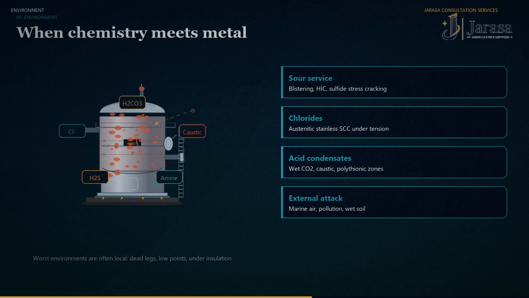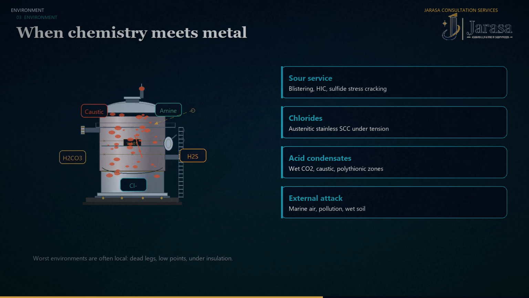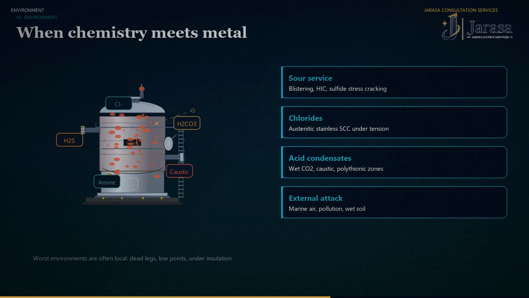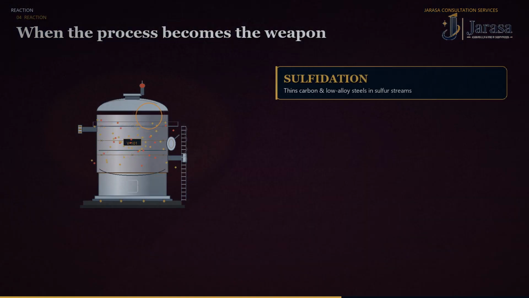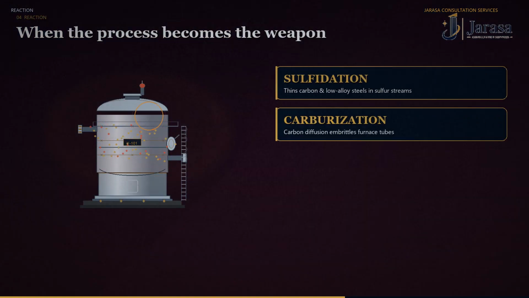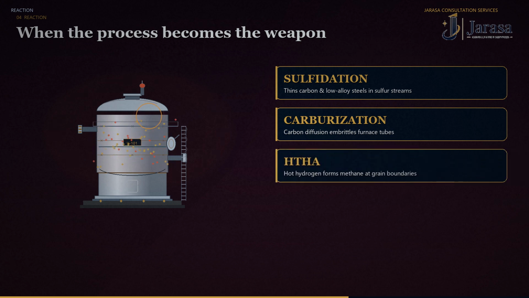Reaction-based conditions are where the process itself becomes the weapon. High-temperature sulfidation thins carbon and low-alloy steels in sulfur-bearing streams. Carburization embrittles furnace tubes when carbon from the process diffuses into the metal. High-temperature hydrogen attack (HTHA) degrades carbon steel in hot hydrogen service by forming methane at grain boundaries.